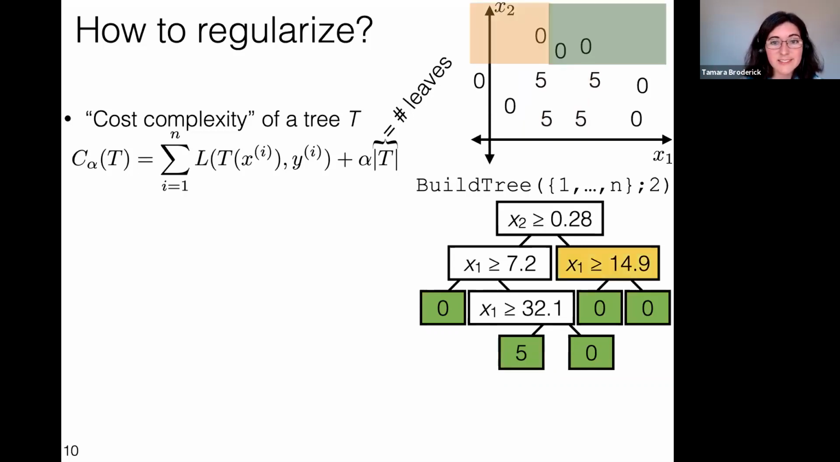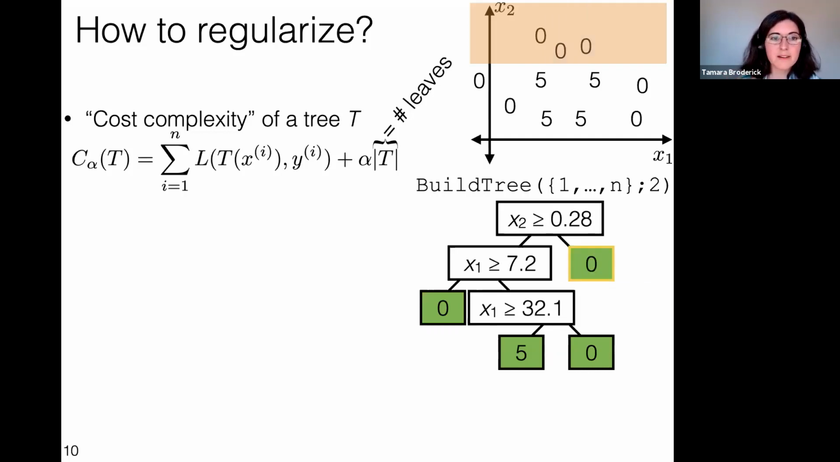And you'll notice that this is the same over here. So here we have a case where there's a subtree, this internal node and its two children, where there's no change in the training loss if we reduce this to just a single node. And so if all we cared about was training loss, then these would be completely equivalent trees. But as soon as we have this penalty and as soon as we have a tiny little bit of alpha, then it's better to just get rid of that subtree and replace it with a leaf.